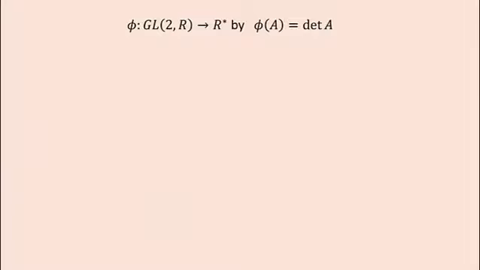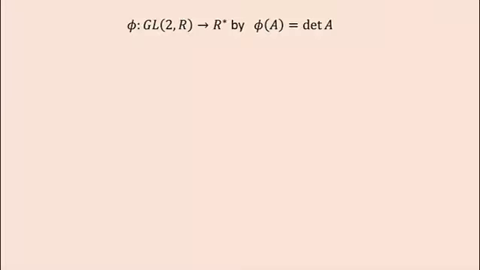Here, phi is a mapping from the general linear group to the non-zero real numbers. And it is taking a matrix and mapping it to its determinant. We know that all the matrices in GL2R have non-zero determinant. So the mapping makes sense to go from the general linear group to R star, the non-zero real numbers.